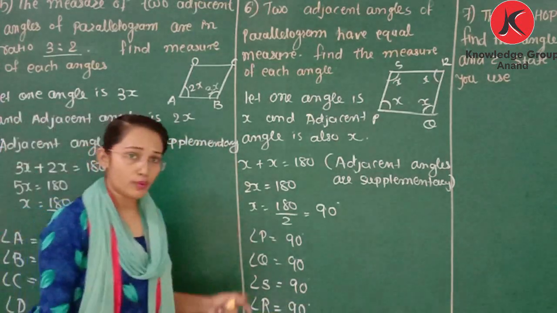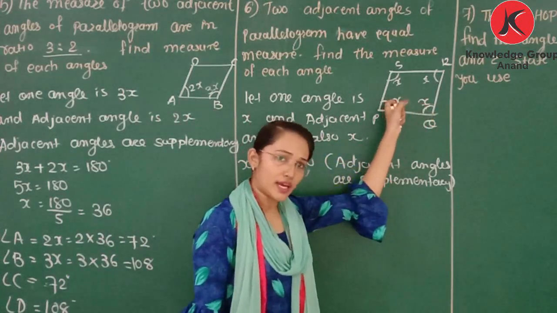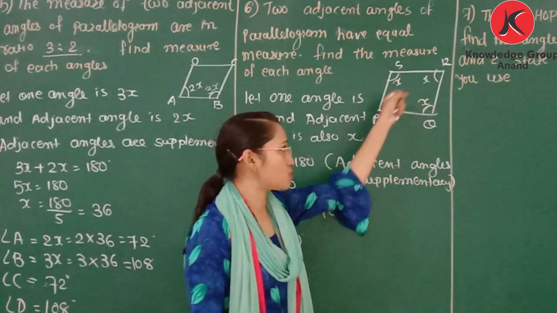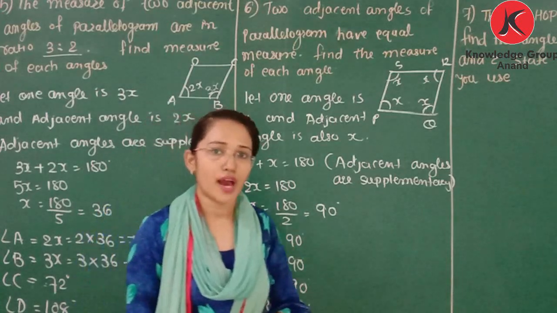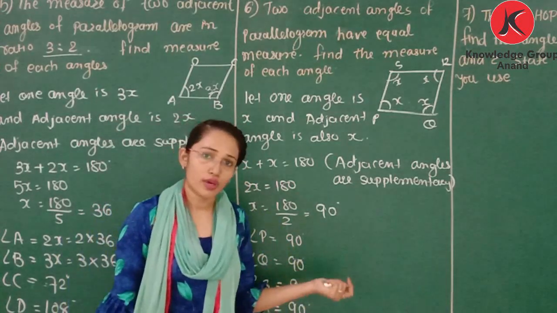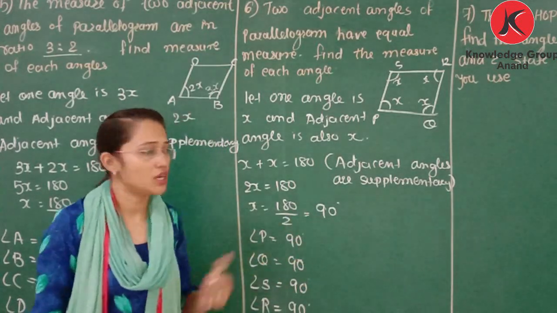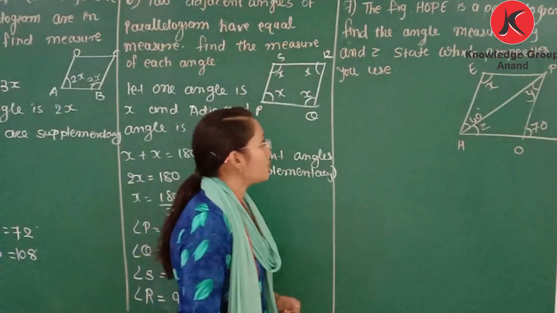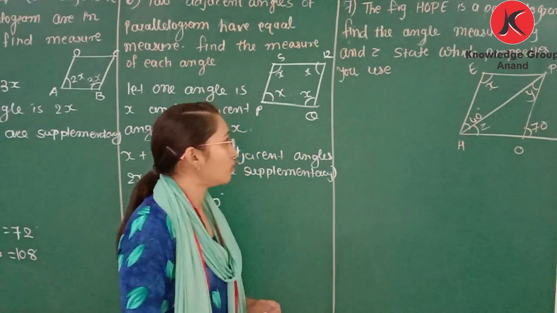Clear? Otherwise, you can write that if adjacent angles are equal, all angles are x degrees. So x plus x plus x plus x, that is 4x, is equal to 360. Why? Because the angle sum in a parallelogram is 360. So if you solve that equation 4x is equal to 360, again you will get 90 degrees. Clear? Question number 7. In the figure, HOPE is a parallelogram.